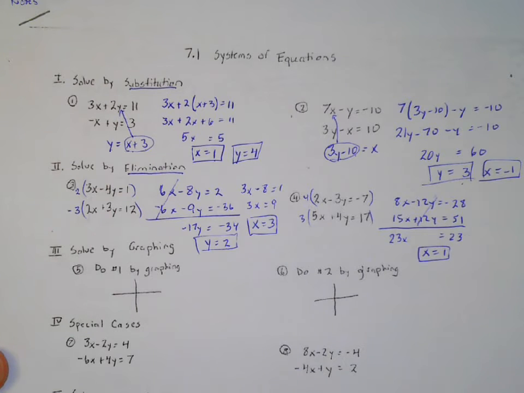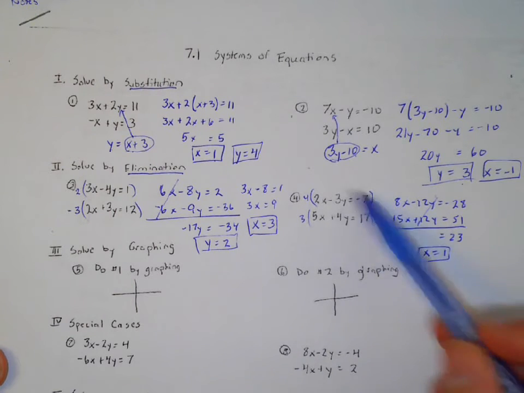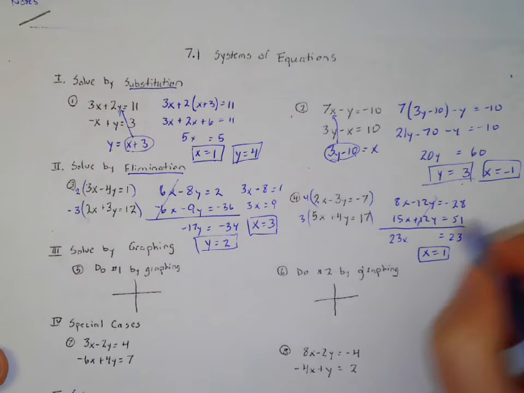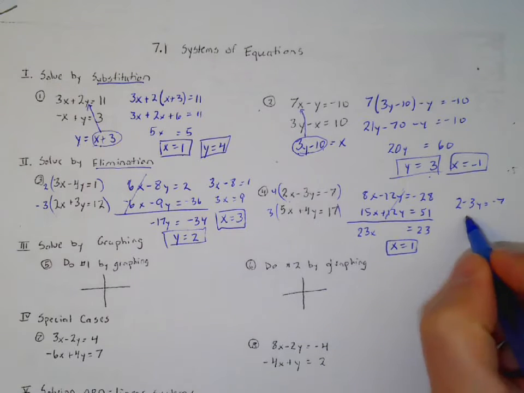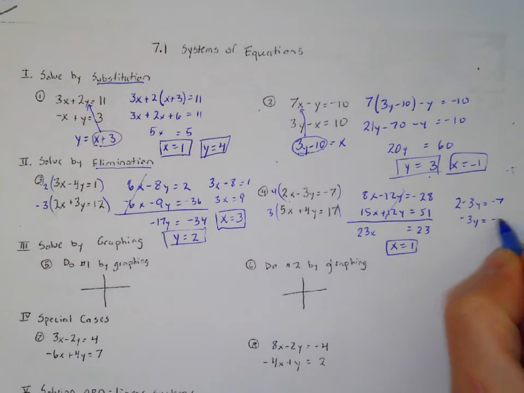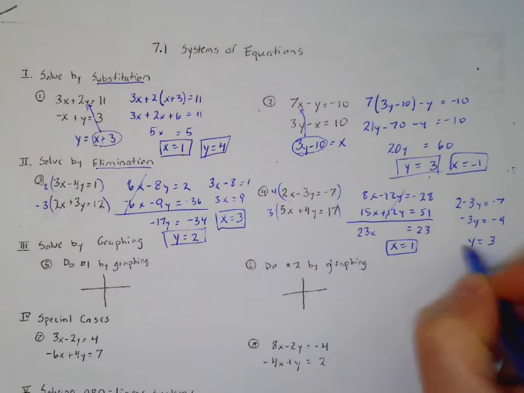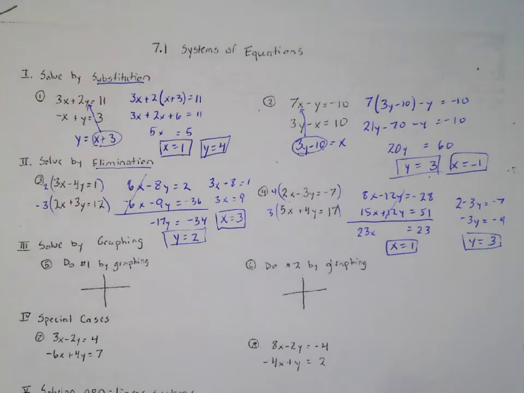Okay, once I know my x, plug it in anywhere up here to find the y. Just use the top one. So now 2 times 1 is 2, minus 3y is equal to negative 7. Subtract the 2 and divide gives you y is 3. Okay, so that is the elimination method.